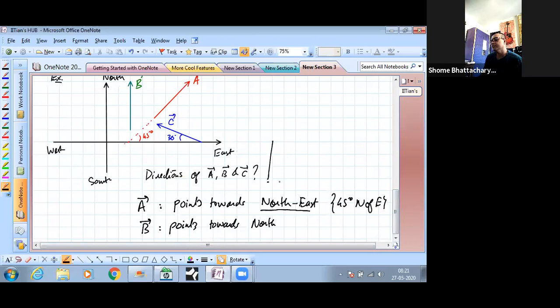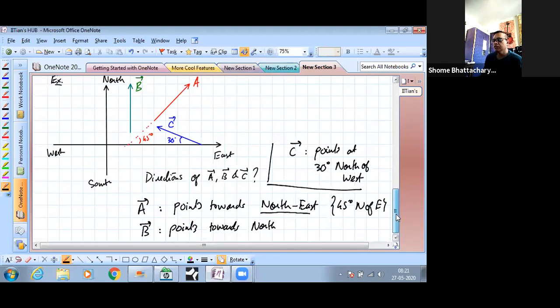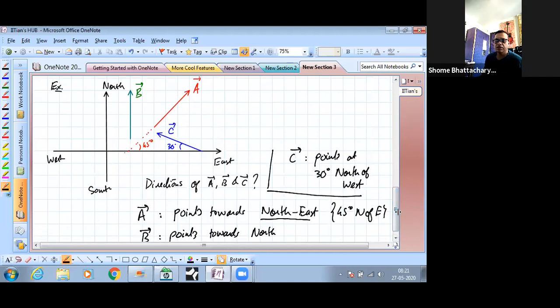Okay. And likewise, we can see the vector C points in which direction? It's like this, 30 degrees north of west. So it points at 30 degrees north of west. Okay. That's how we'll express the direction of these in words, what you can see in the diagram in terms of the direction of the arrowheads. So this is demonstrating how you can represent vectors in different directions by drawing arrows in the corresponding directions.